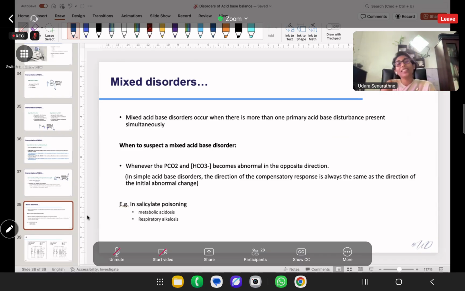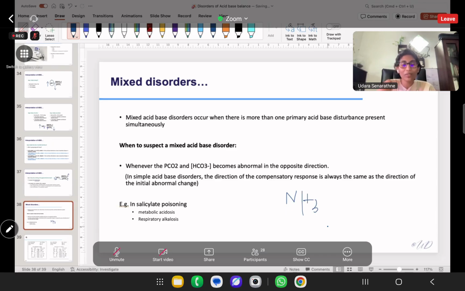Another thing is you can have mixed acid-base disorders where two things are coming into play. You can have respiratory alkalosis and metabolic acidosis happening together. A very good example is salicylate poisoning. Another good example would be liver failure, where you have an elevated ammonia level leading to increased respiratory rate. That will cause respiratory alkalosis.